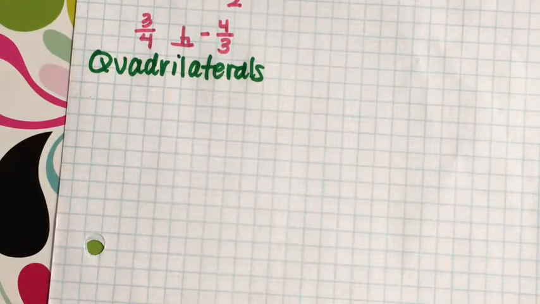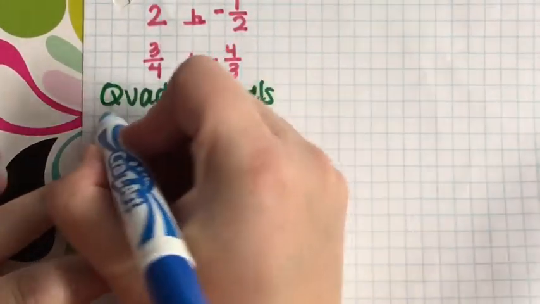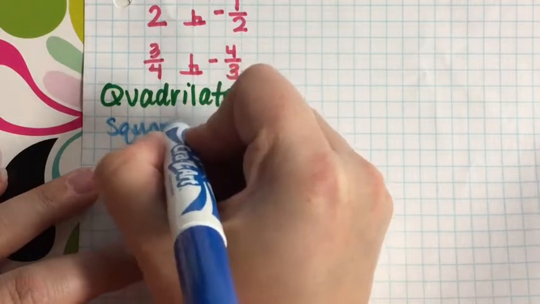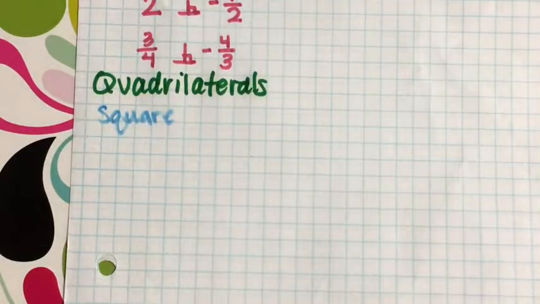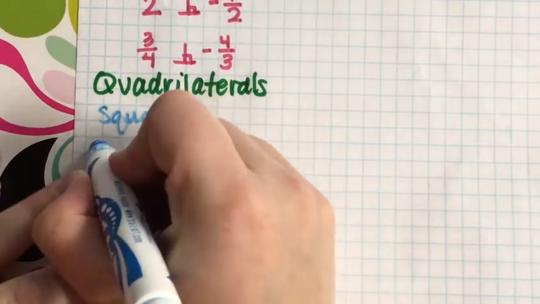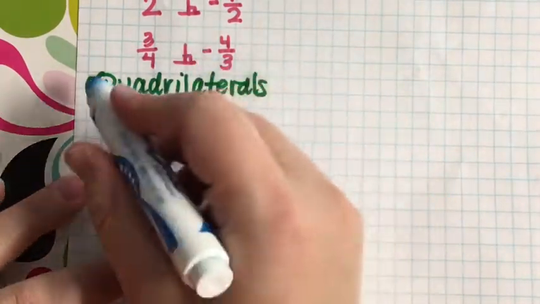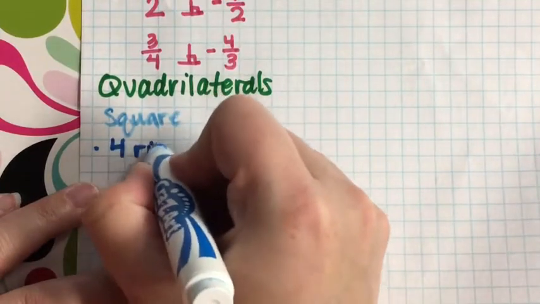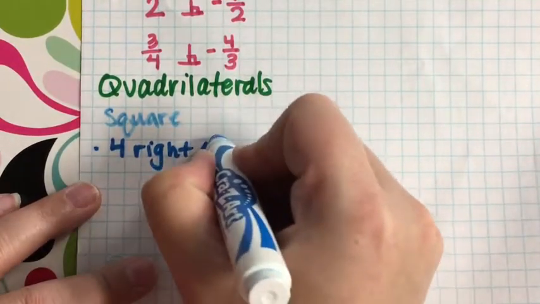Okay, quadrilaterals. So what's the easiest quadrilateral you can think of? A square. So there are a couple things that make a square a square. One of the things is that there are 4 right angles. If you want me to draw a picture I can, but I think you've got it.